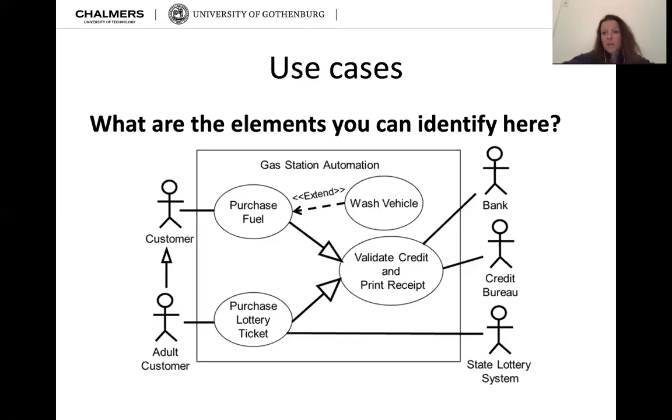So I said something about includes, which is not on this diagram. Includes work similar to extends. I just wanted to point out on this diagram that, same as the extends, the wash vehicle extends the use case purchase fuel. We could say both purchase fuel and purchase lottery ticket include a little sub-use case that says validate credit and print receipt, because there is also some process before that, and then I could just include that other one. Both of those are okay options.